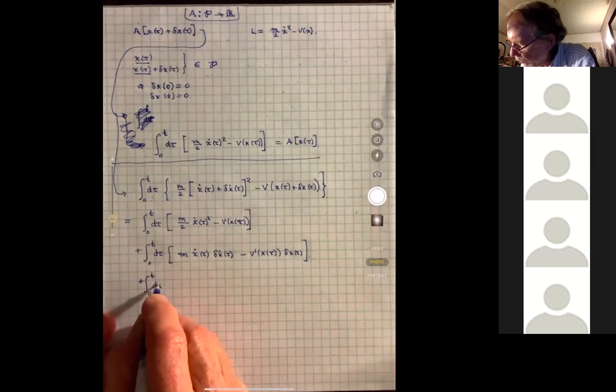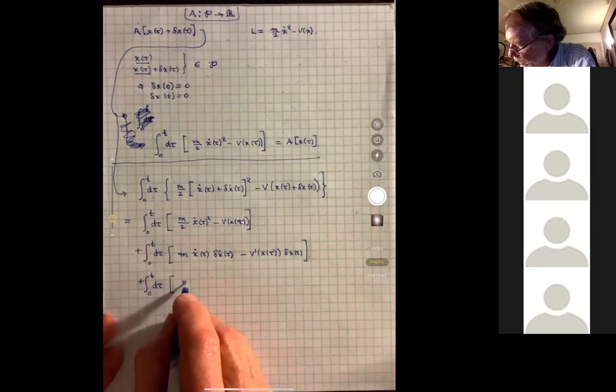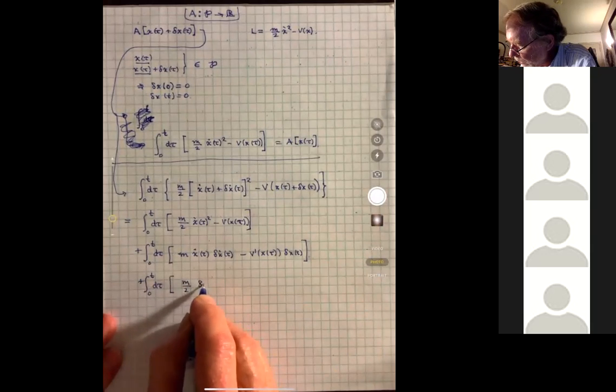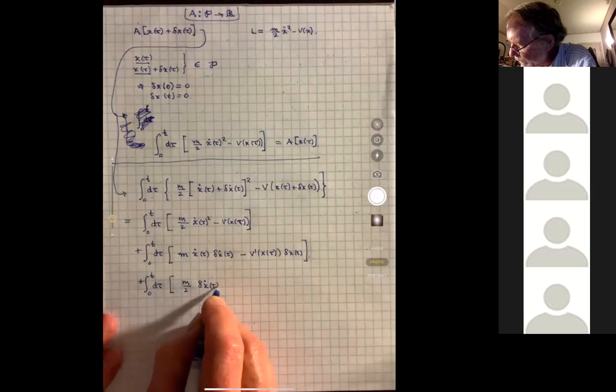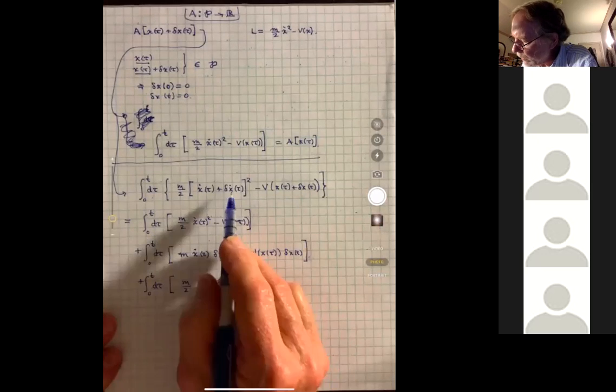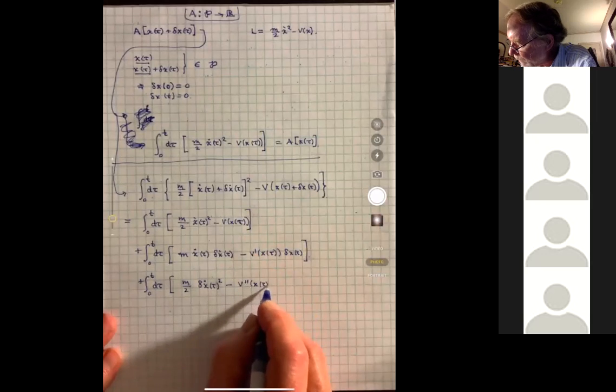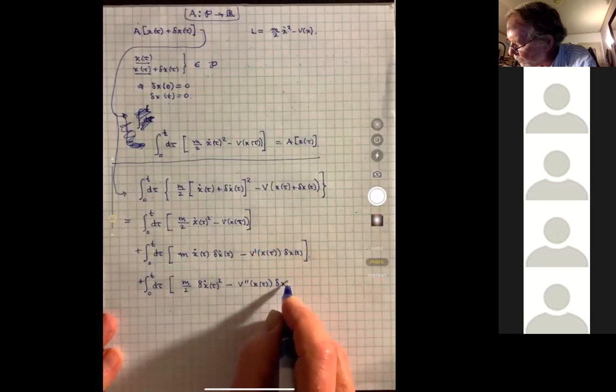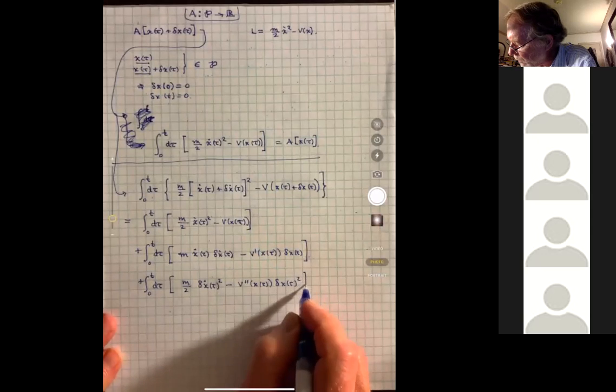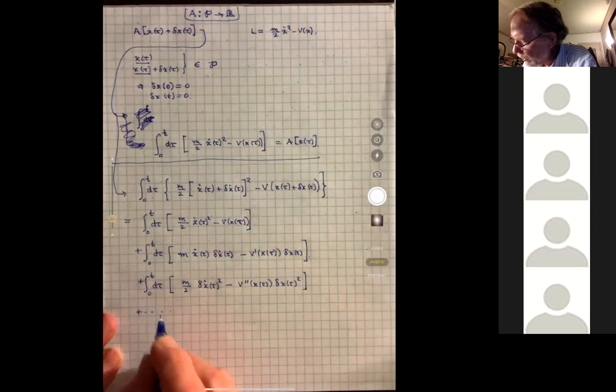And the second order term is going to be 0 to t d tau. We can carry that in any order we want. We're going to have m over 2 delta x dot of tau squared. So that's the last term of squaring the kinetic energy. Then we get minus V double prime of x of tau times delta x of tau squared, like so. And you can keep on going to arbitrary order.